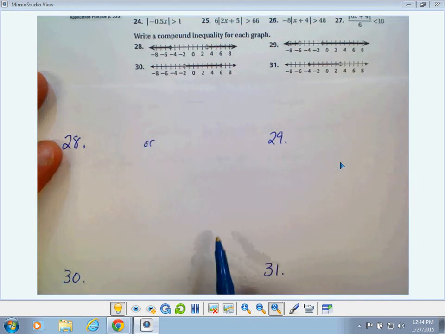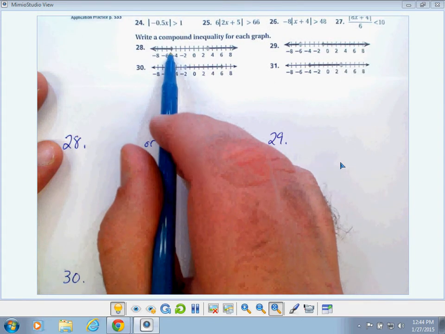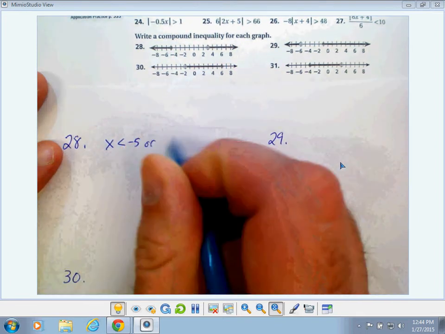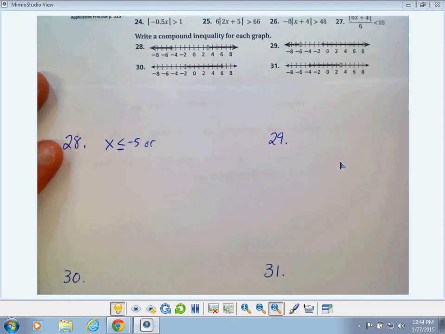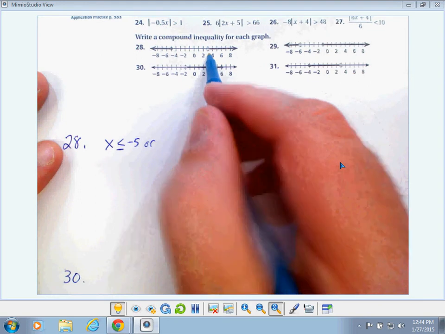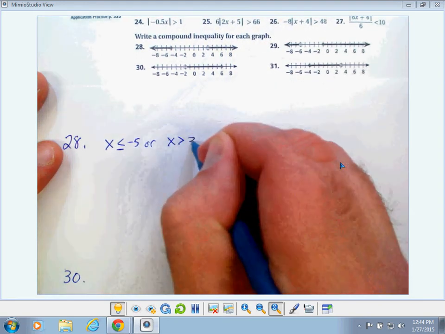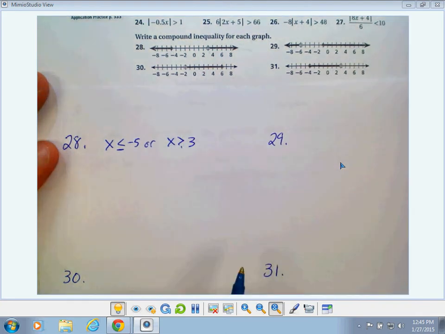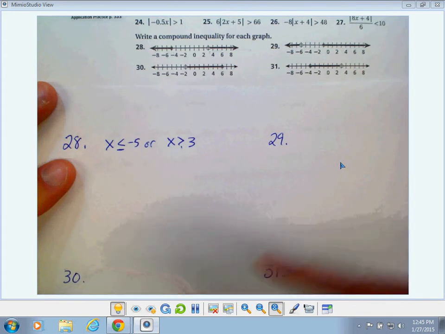And so when I write that, I look at the left one and I say that, okay, this is at negative 5 and it's shading less than. So I'm going to say less than negative 5. And because it was a closed dot, I'm going to put an equal to symbol under it. For the other side, this is at positive 3 and the shading is greater than. So it's greater than 3, like that. And it's an open circle, so I leave it as a regular inequality. And that's it for number 28.